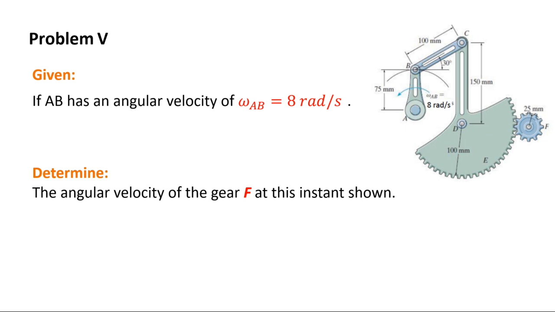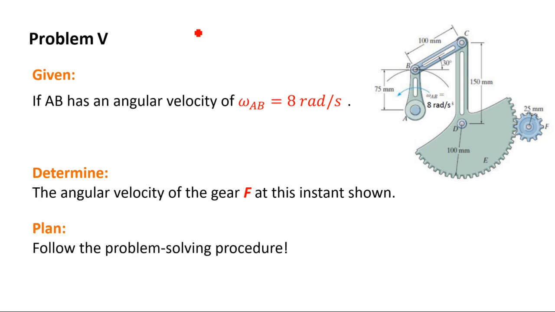Now, the fifth example is about a mechanism using a crank, or the link AB, that rotates at an angular velocity of 8 radian per second. We need to find what will be the angular velocity of the gear F. So we need to find a procedure to do the solution.